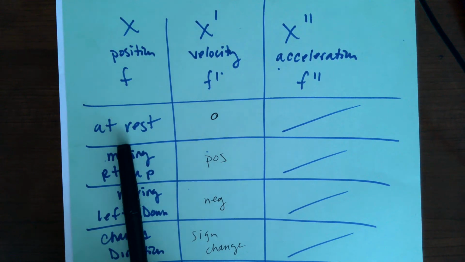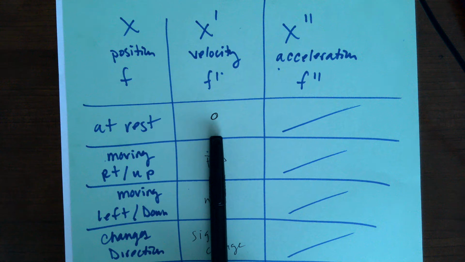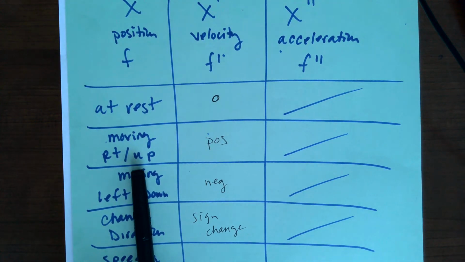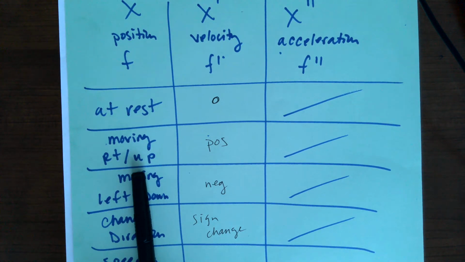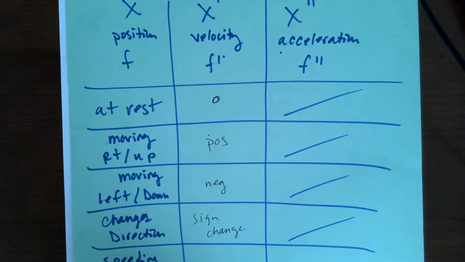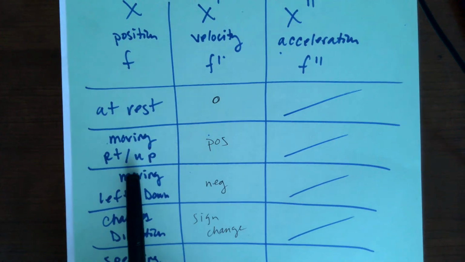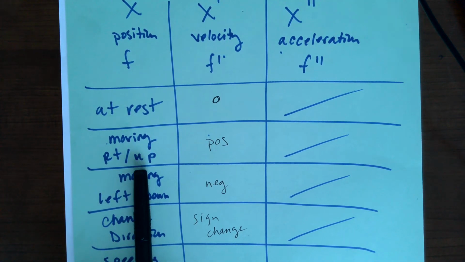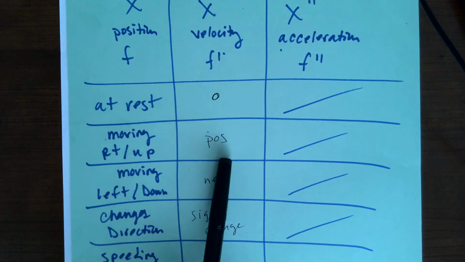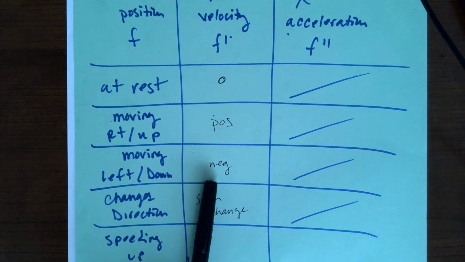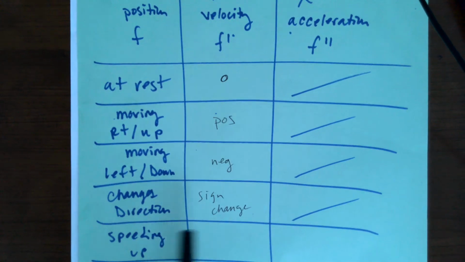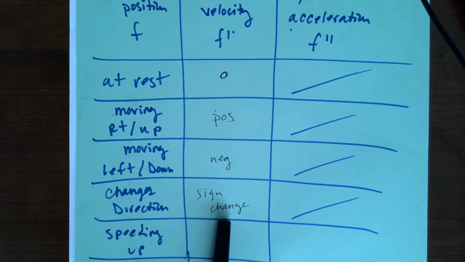A particle is at rest when its velocity is 0. In AP Calc, we're usually dealing with linear motion, vertical or horizontal. I can't think of a time where I've seen anything other than that. Moving right or up, the particle's velocity would be positive. If the particle was moving left or down, its velocity is negative. If a particle changes direction, that's going to be a sign change on the velocity.